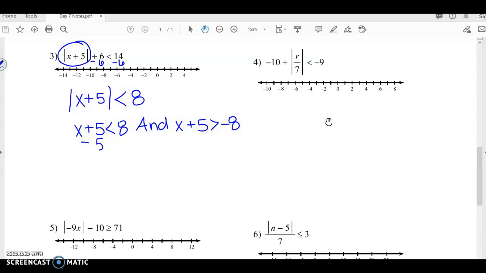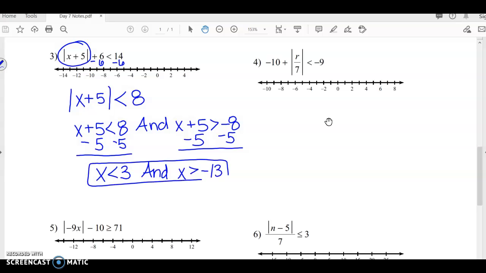So to get rid of a 5, we would subtract 5. So we have x is less than 3, and to get rid of a 5, we subtract 5. So x is greater than negative 13. So x is less than 3, open dot at 3, go to the left. But not to the left forever because x is greater than negative 13. Open dot at negative 13, going to the right. So I'm in between.